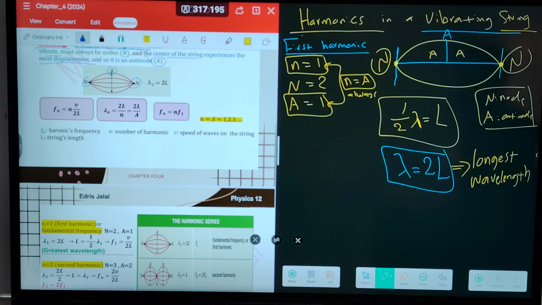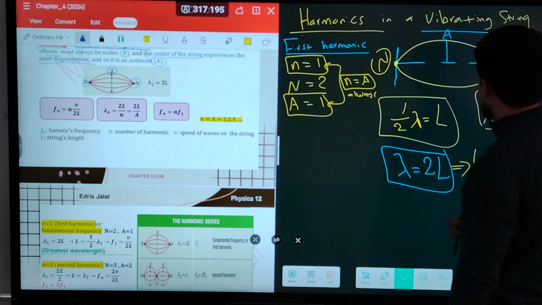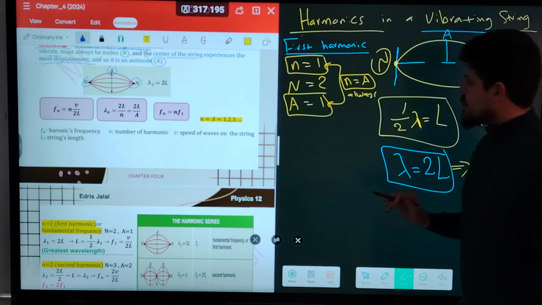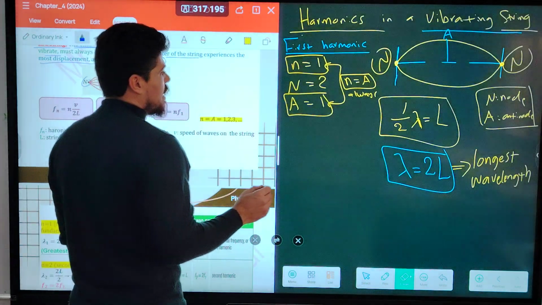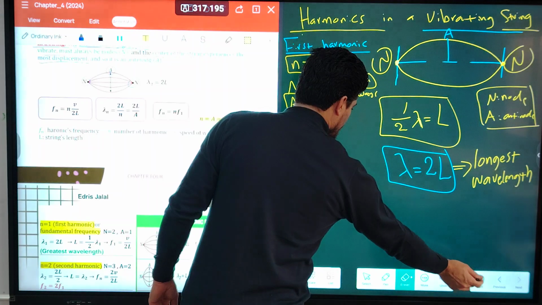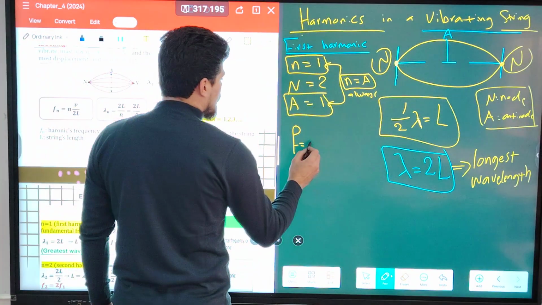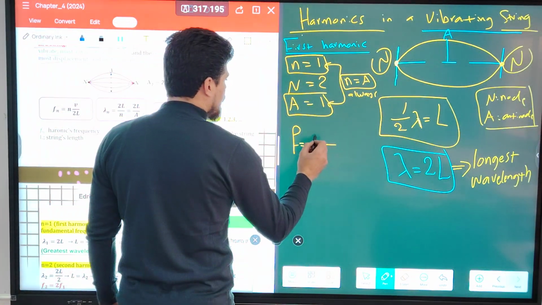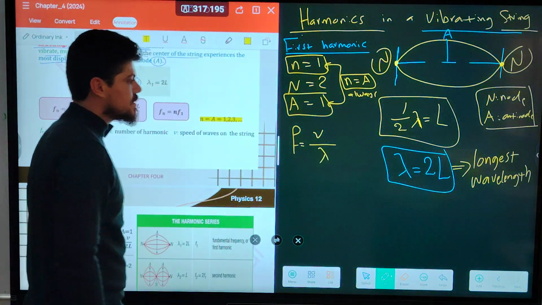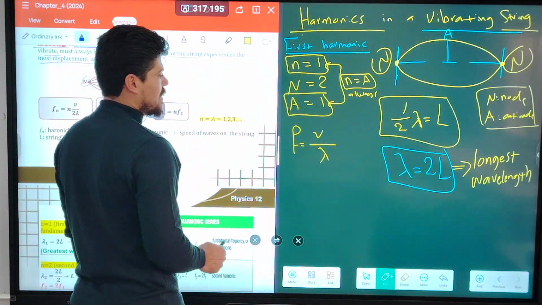When is the longest wavelength formed in a standing wave in a vibrating string? When the string vibrates with one antinode and two nodes. One antinode and two nodes. This is the wavelength. Frequency is equal to what in the fundamental frequency standing wave in the first harmonic? Frequency, according to this relation, is equal to v over wavelength, the speed of the wave divided by wavelength.